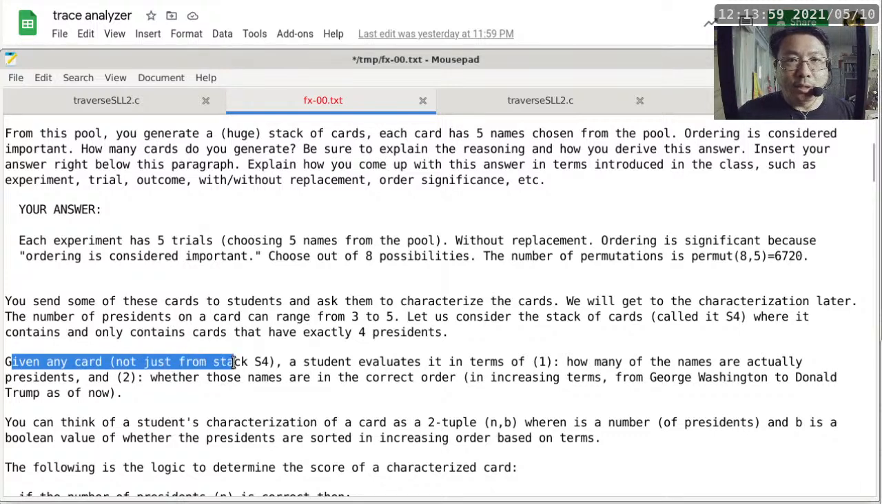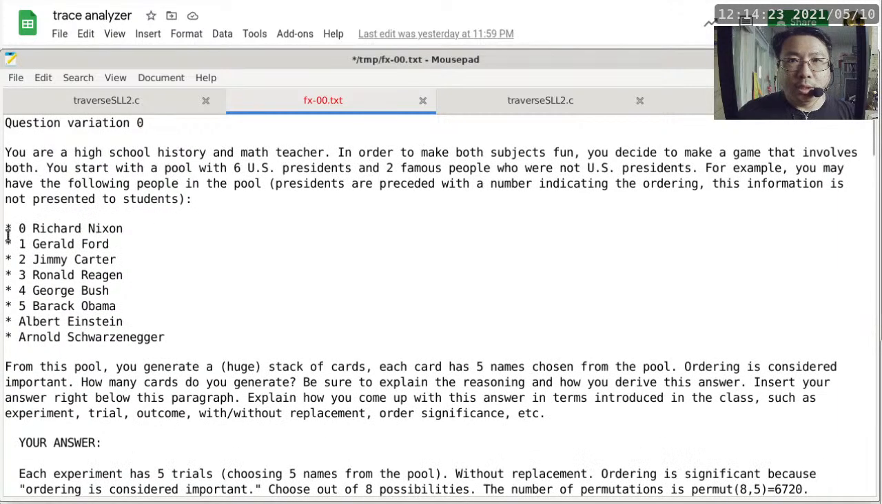Given any card, not just from stack S4, a student evaluates it in two ways: 1, how many of the names are actually presidents, and 2, whether those names are in the correct order or not. In the correct order simply means that they are in the correct chronological order. They don't have to be contiguous.